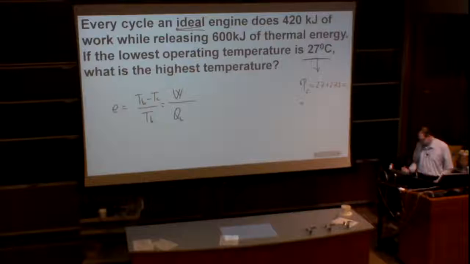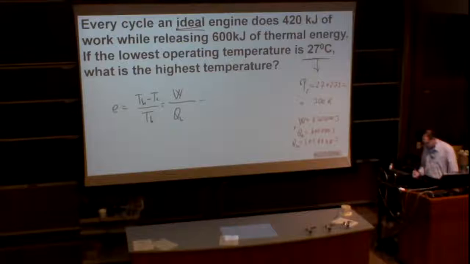300, very convenient. Now we can start using numbers. What do we know? First of all, we know every cycle does work. This is the amount of work it does in one cycle. And releasing, so that's what we call released cold Q, 600 kilojoules. And now we know that if we add these together, that will give us the amount of heat the engine absorbs, 1,020,000 joules. Now we can write an equation.